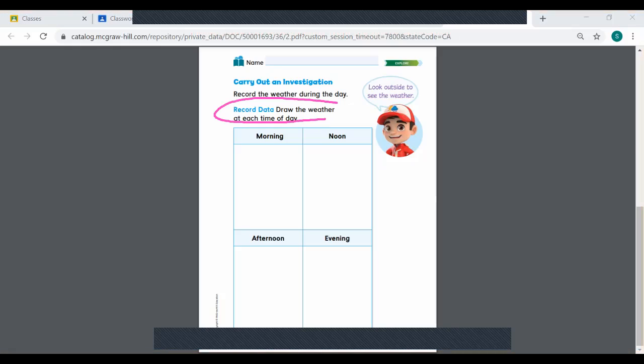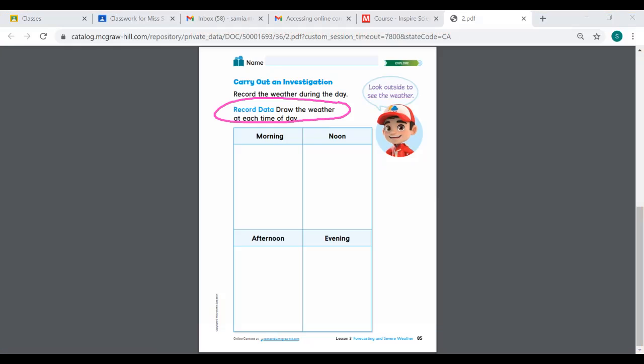It says record the data, draw the weather at each time of the day. So you're going to look at the weather in the morning, at noon, in the afternoon, and the evening. And you're going to see what the weather is like. So this is on the following day, the next day from when you did page 84. Work with your parents at home to record the weather. Now, I want you to compare the weather you record to what you predicted on page 84 and see how close your prediction was to the actual weather.